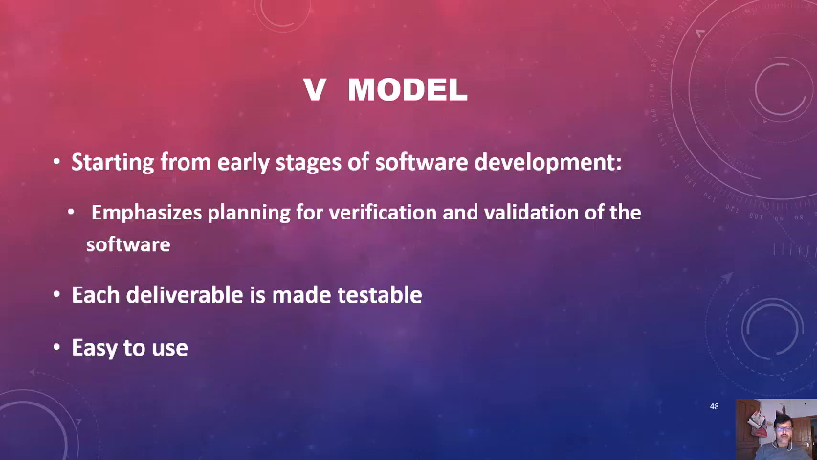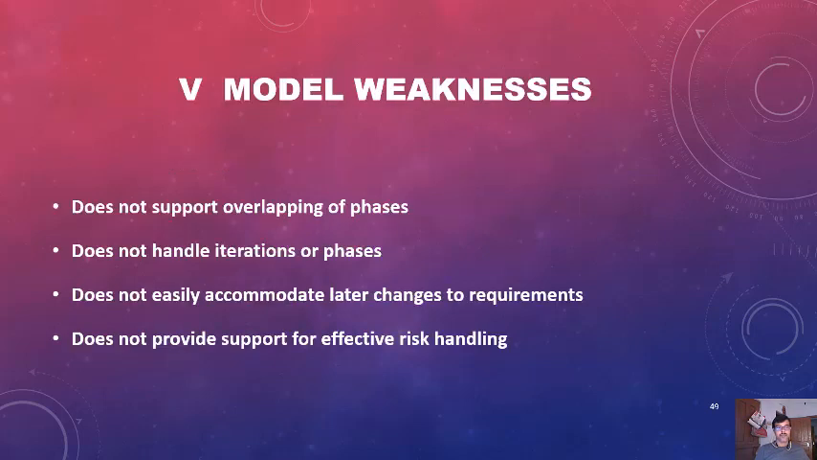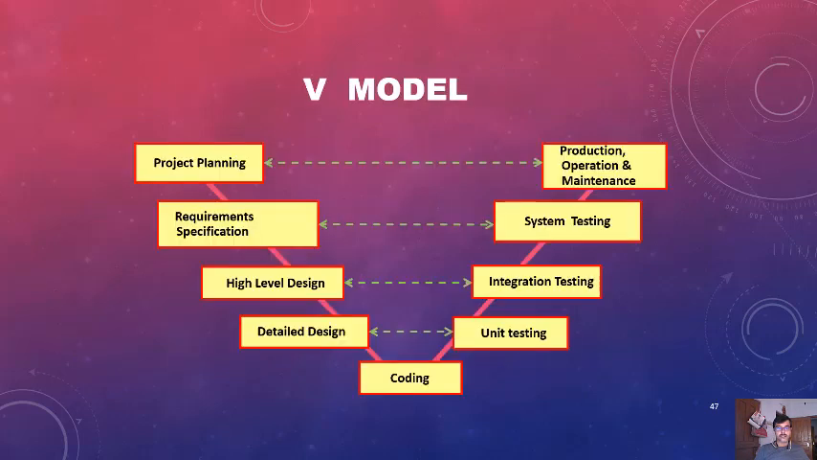So starting from the early stages of software development, the V model emphasizes planning for verification and validation of the software. Each deliverable is made testable, and it is easy to use, obviously. The weakness of the V model is that it does not support overlapping of phases. It does not handle iteration of phases. That means there is no iteration.